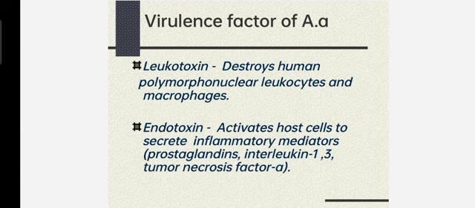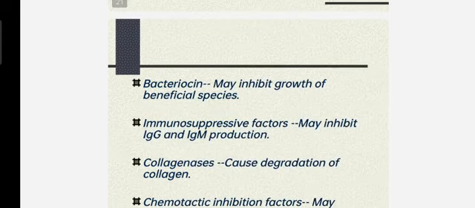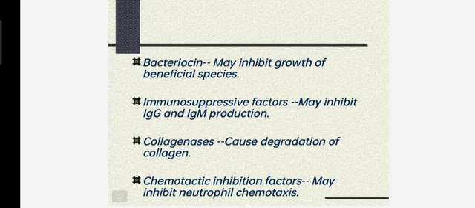So it causes continuous inflammation, and it does not want the leukocytes to be there. Moreover, it does not want the growth of other bacteria either. So bacteriocin may inhibit the growth of other beneficial species. So what this bacteria is doing is causing continuous inflammation, and it is preventing leukocytes and other bacteria from proliferating and controlling the inflammation. It is secreting various immunosuppressive factors, so that neutrophil function will be hampered.